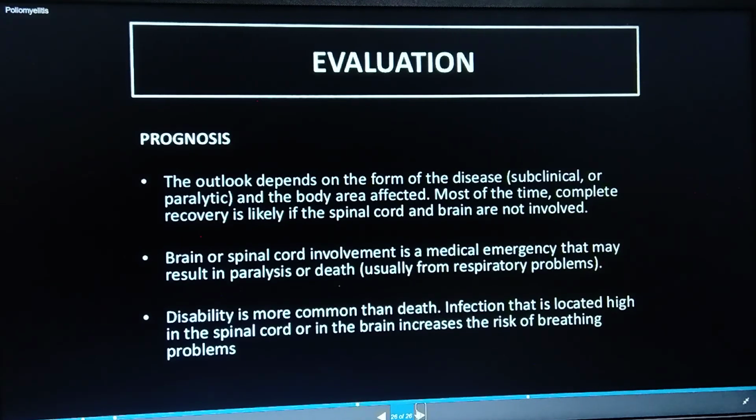So the disabled persons should be taken care of, and also the persons who have brain and spinal cord involvement will have an increased chance of breathing problems, so you have to watch out for that. So that is regarding the poliomyelitis virus. Okay, so thank you.